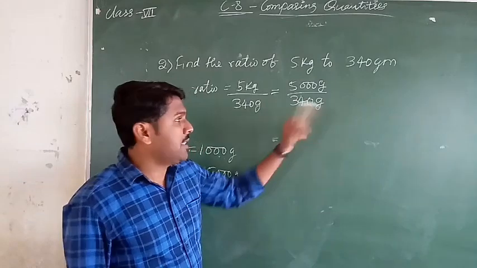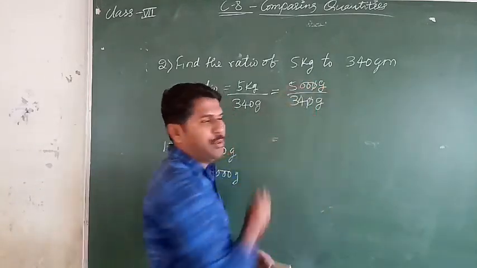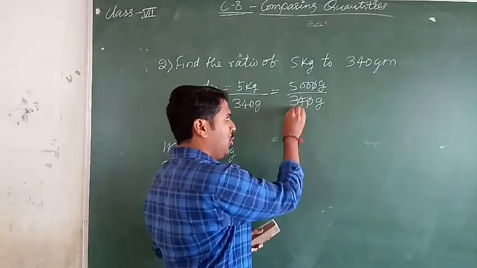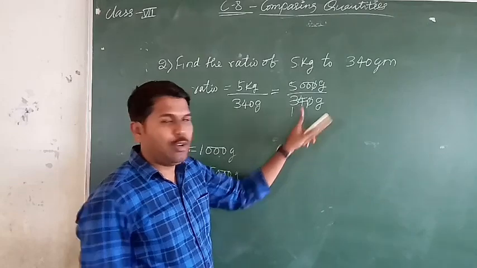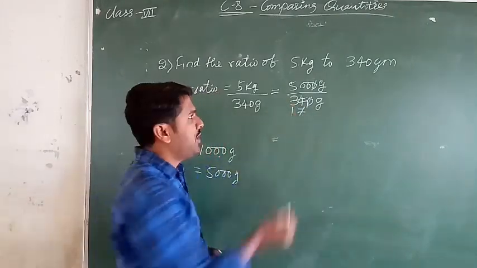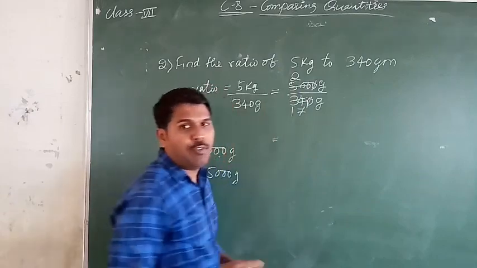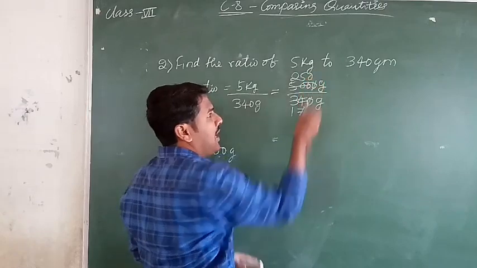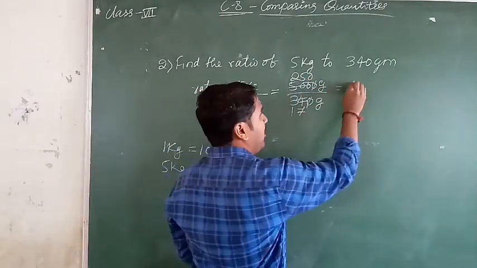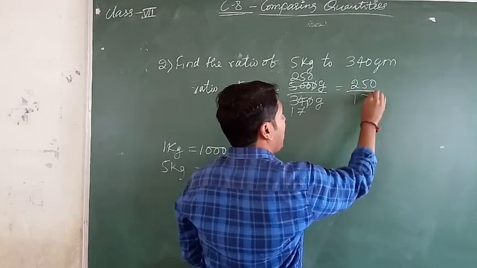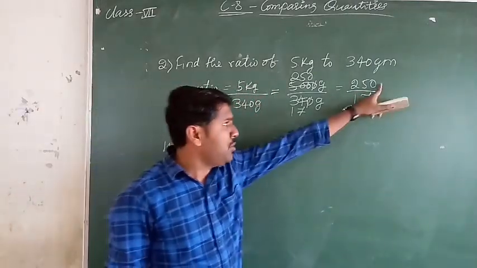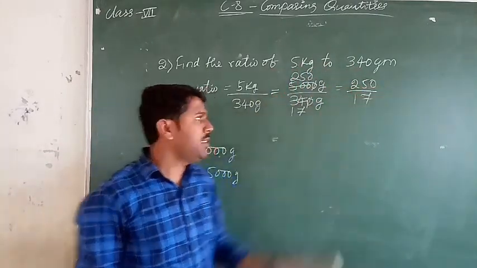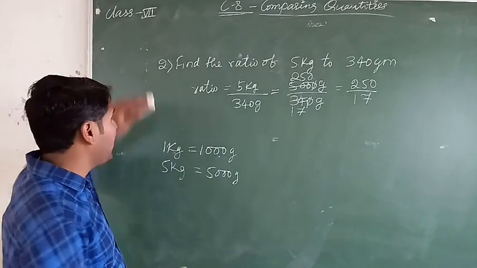Now here cancellation is possible. 0 and 0 cancel. Next, both numbers are even numbers divisible by 2. 2 ones are 2, 1 remains; 14, 2 sevens are 14. Next, this one, 2 twos are 4, 1 remains; 10, 2 fives are 10, and this 0 as is. So what is the ratio? 250 to 17? No: 250 to 170. So this is the ratio of 5 kg to 340 gram. This is the way of finding the ratios.